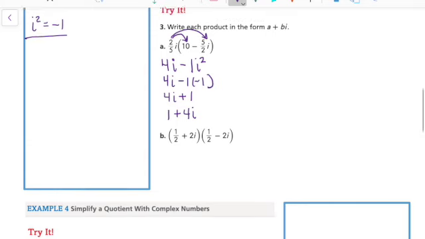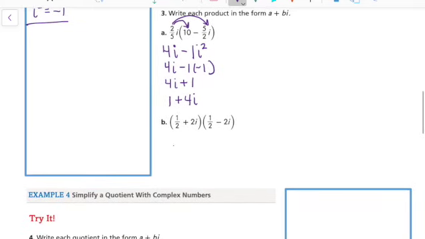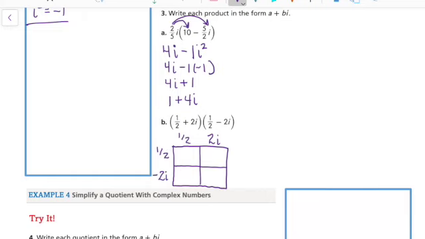Same thing for the next one. If you want to kind of fast forward a few seconds, you can just type it in your calculator to get the answer. Or you can do the box method to multiply. So I'm going to put 1/2 here, 2i here. I'm going to put 1/2 here and -2i here.